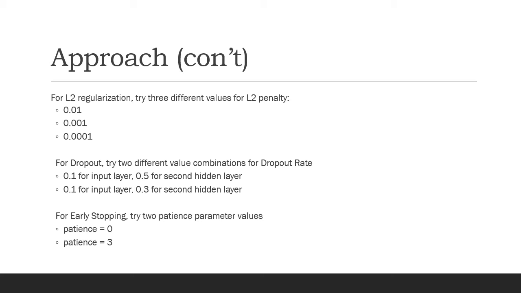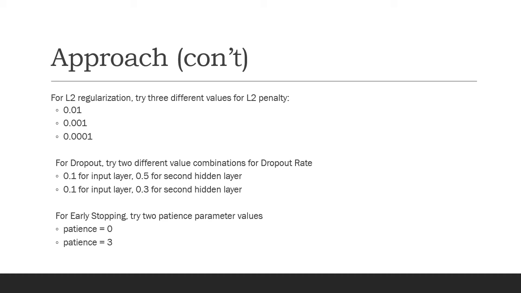The next regularization technique I used was dropout, and I had 2 different versions of that. Both times for the input layer, we dropped out 10% of the nodes. And in the first one, we dropped out 50% of the second hidden layer nodes. And in the second version of dropout, we dropped out 30% of the second hidden layer nodes.